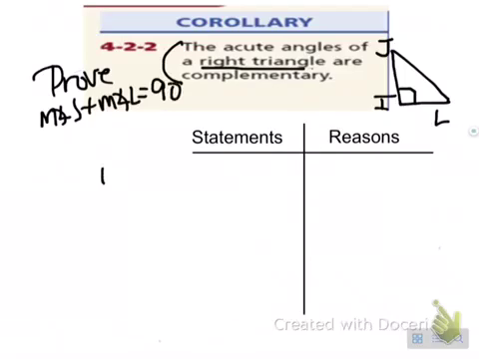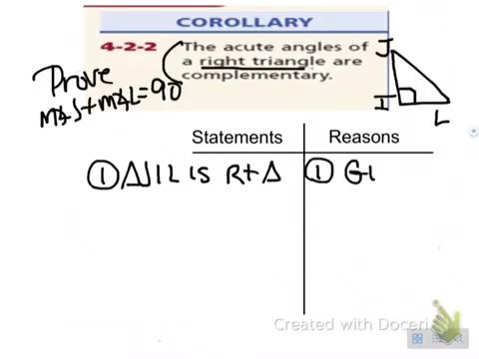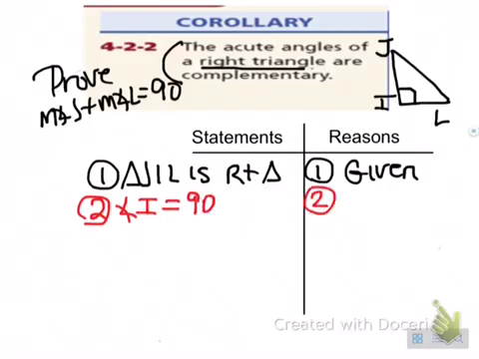So I'm going to start out with step 1, which says triangle JIL is a right triangle. And I know that because it's given. All right. I also know in my right triangle, since the box is at I, that angle I equals 90 because all right triangles have a 90-degree angle. That's the definition of a right triangle.